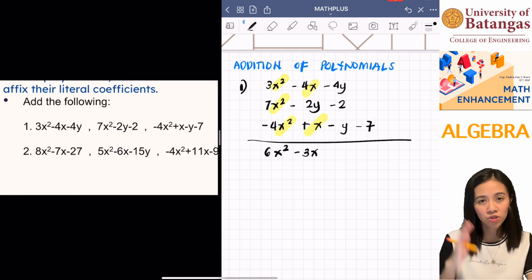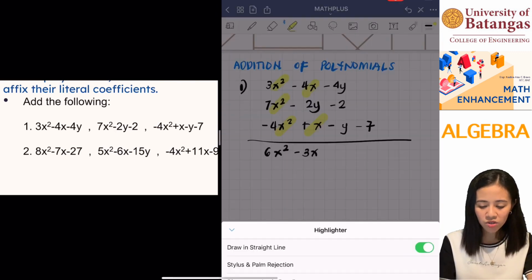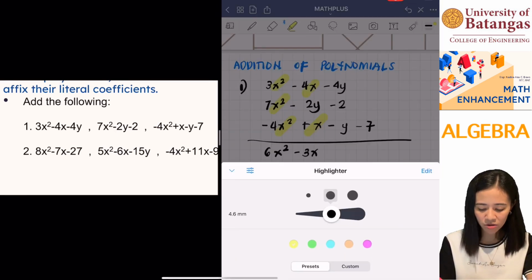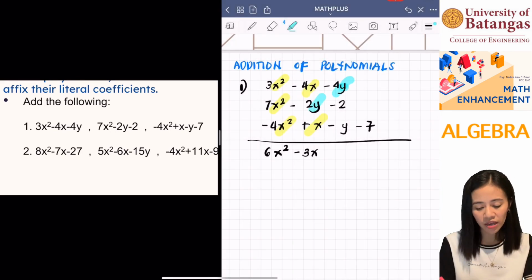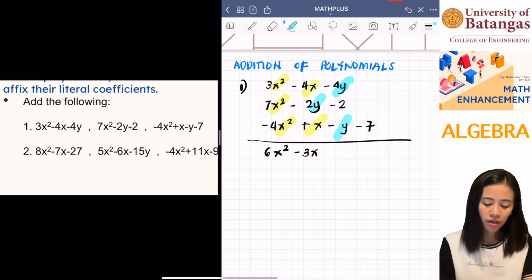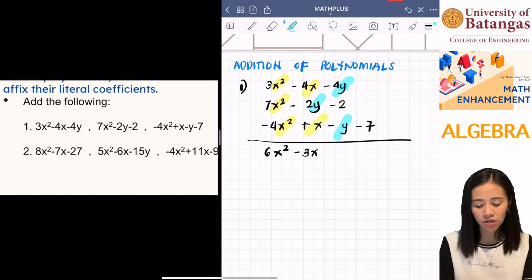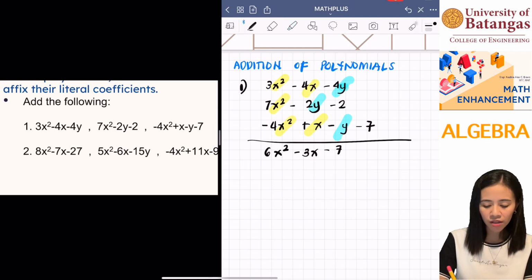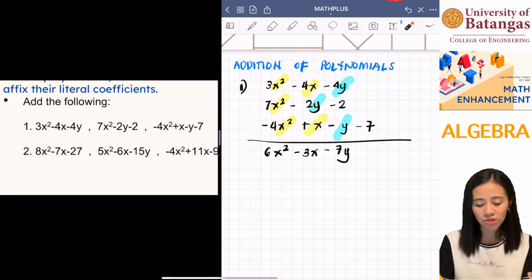And then, followed by, let's go over y naman. Let me change the color para hindi malito. So, you have negative 4y, negative 2y, and then negative y. So, you have negative 4 plus negative 2, that's negative 6, plus negative 1, that's negative 7. So, you have negative 7, and then affix the same variable y, and then the remaining terms are just constants. So, you have negative 2 at saka negative 7. Negative 2 plus negative 7, you have negative 9.